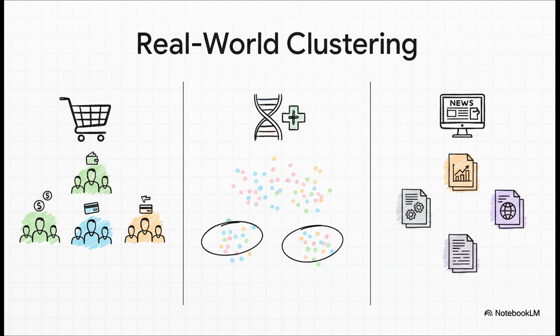And believe me, this is not just some abstract academic concept. Clustering is happening all around us. Retailers use it to slice up their customer base for targeted marketing. Search engines use it to group news articles together by topic so you see related stories. Biologists use it to find patterns in gene expression. It is an incredibly powerful tool for bringing a little bit of order to messy, unlabeled data.